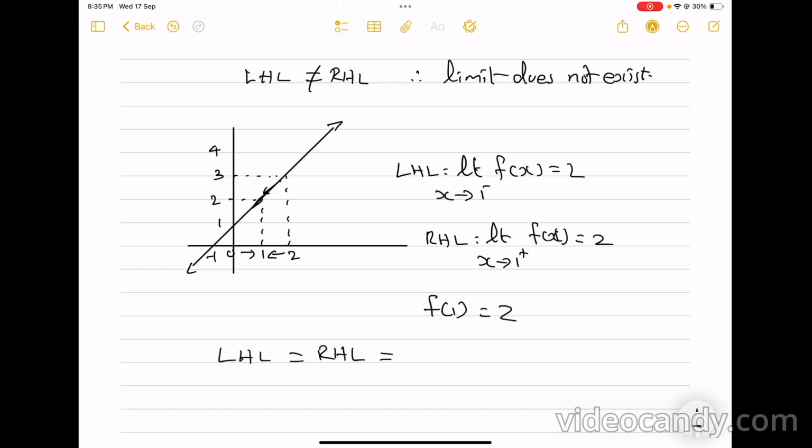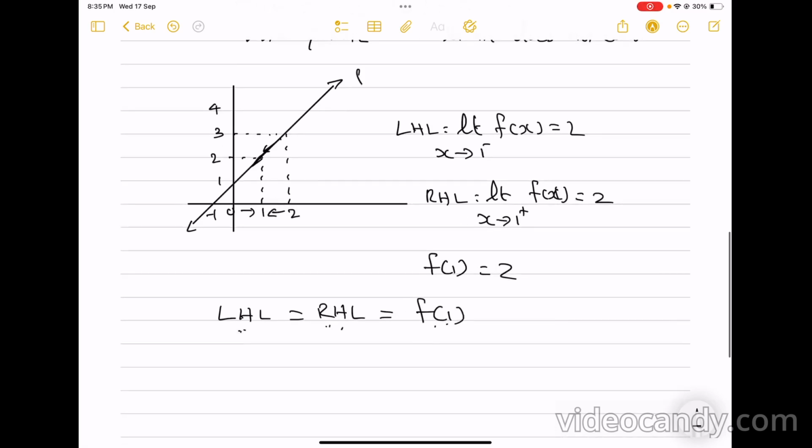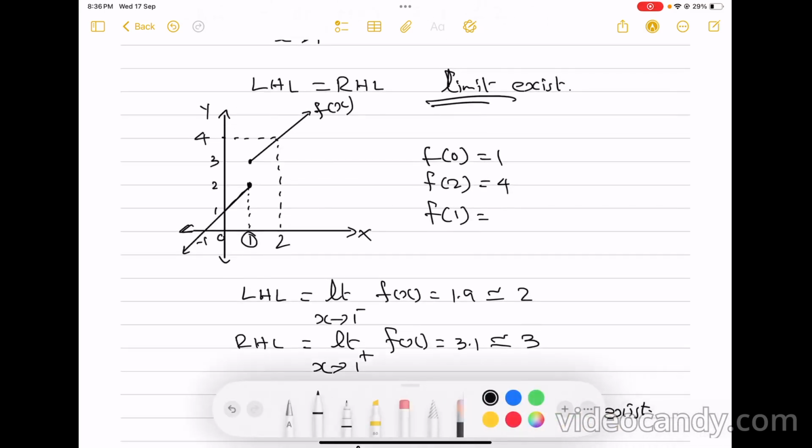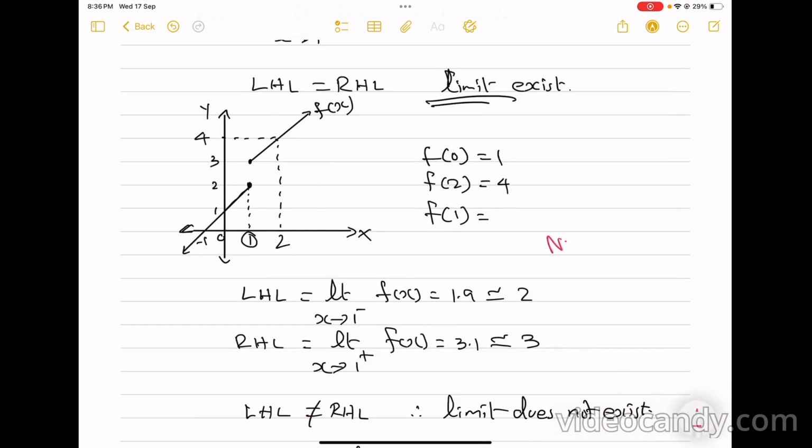And your f of 1 value also at that point, when you are approaching near to 1, what is the answer? At that point, what is the answer? Everything is equal here. That means this function f of x is continuous. From the graph, you can easily identify whether the function is going without a break or not. If there is any break in the function, here it is a big break, so it is not continuous. If there is any break, you can say it is not continuous.